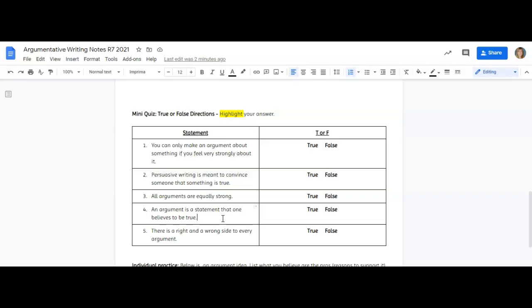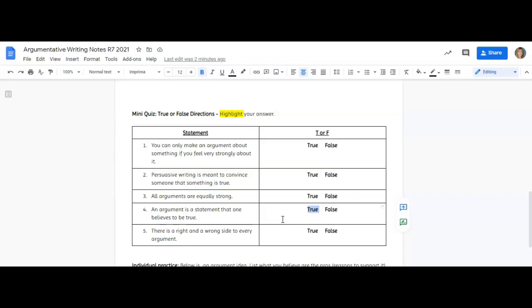An argument is a statement that one believes to be true. Is that true or false? That actually is true. So in other words, if no reasonable person believes something to be true, it is not really an argument at all.